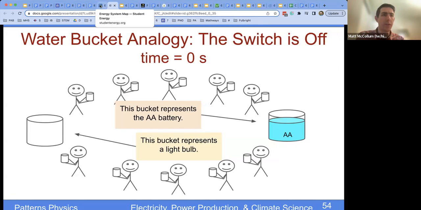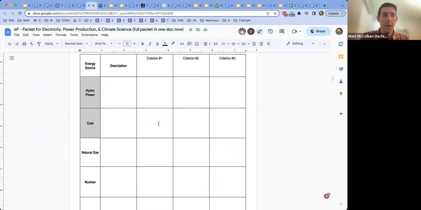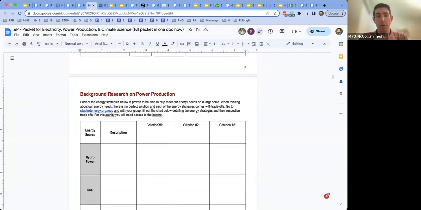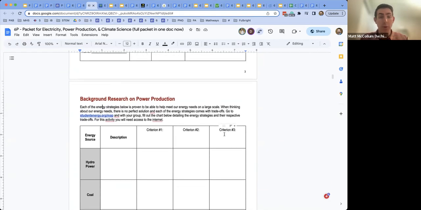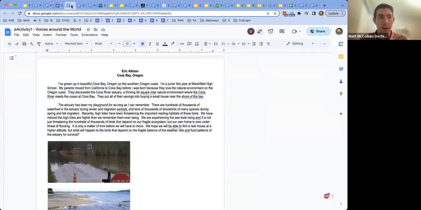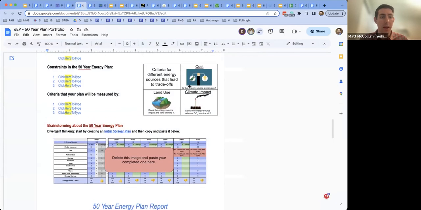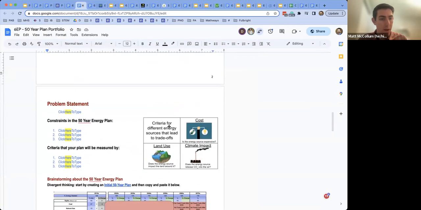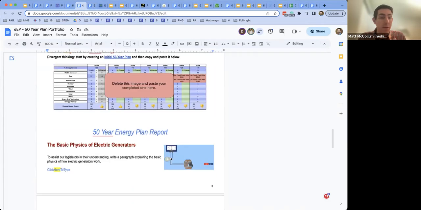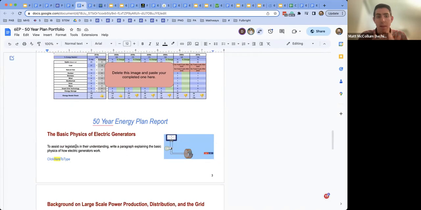Yeah, just to note, Bedford, can you go back 2 tabs? If you scroll up just a little bit, the criterion number 1, number 2, number 3, those were introduced in the problem statement. And so they know what those criteria are, what their plan is going to be measured by: cost, land use, and climate impact. And they actually rank those within the first day. They're deciding what is most important to them, and of those 3, what's most important and what can be left behind.